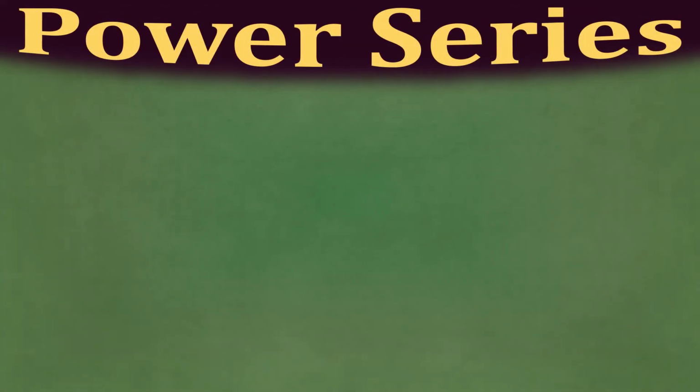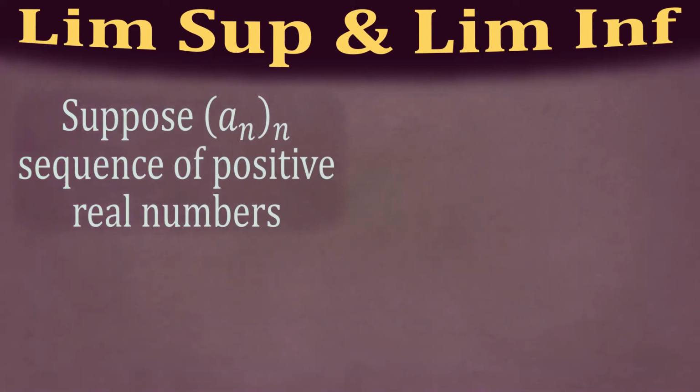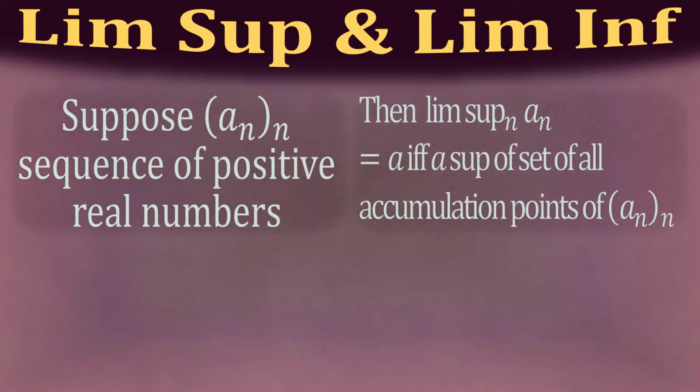Now, let's move on to defining a power series. A power series is a function series of the form the sum from n equals 0 to infinity of a_n times (z minus a) to the n for some constants a_0, a_1, etc., and a. Then, let's define the lim sup and the lim inf. Suppose that a_n is a sequence of positive real numbers. Then, the lim sup of a_n is equal to a if and only if a is the supremum of the set of all accumulation points of a_n, i.e.